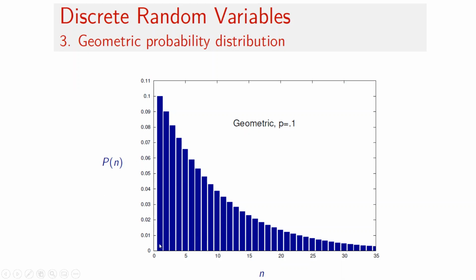In the first step, the probability is 0.1. If we throw 2 times, the probability is equal to this value here, and so on until here, 35 times that we are flipping the coin.